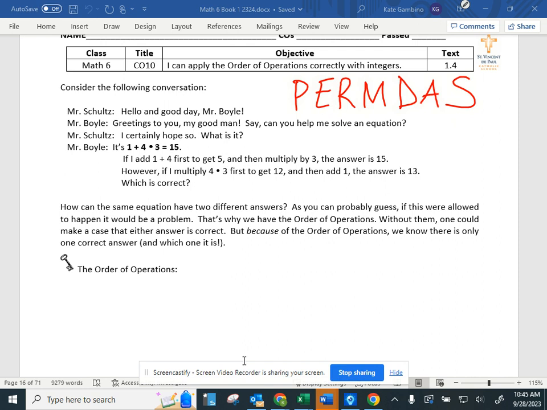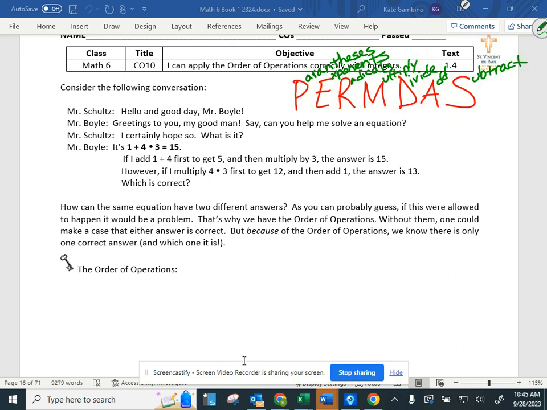So we know that the P, like Ruby said, is parentheses. The E, we learned about 2 days ago. That is exponents. The R we learned about yesterday. Those square roots we call radical. So square roots are the radicals. M is multiply. D is divide. A is add. And S is subtract.